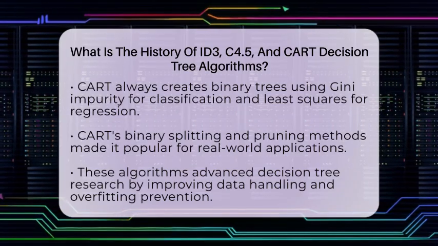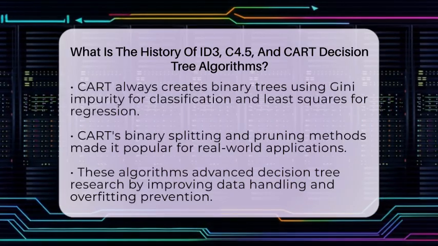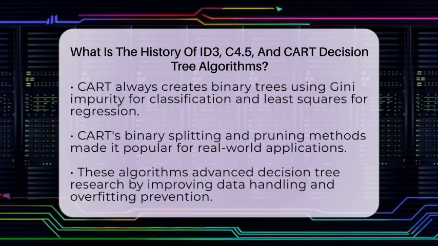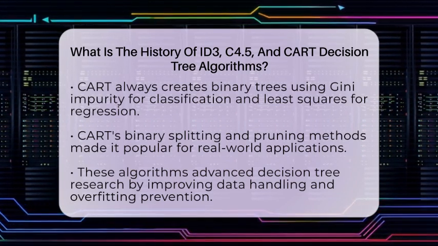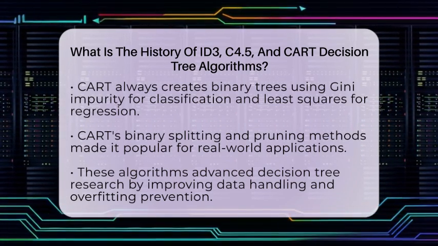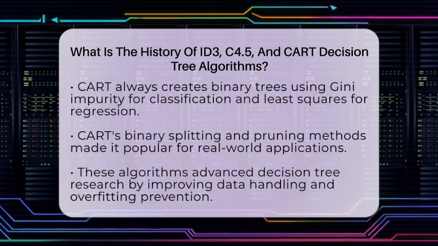CART uses a different way to split data, called Gini impurity for classification and least squares for regression. It always creates binary trees, meaning each split divides data into exactly two parts. This makes the trees simple and easy to understand.